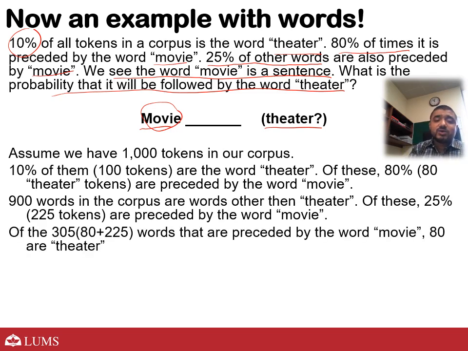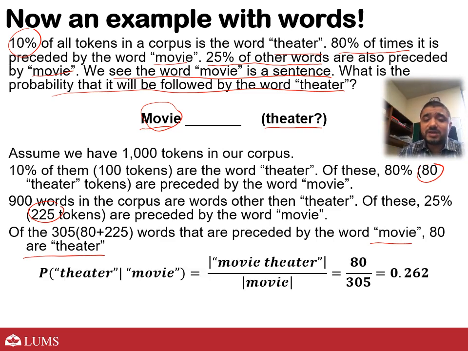ठीक है. So of the 305, that is 80 plus 225, so this 80 plus this 225 words that are preceded by the word movie, 80 are theater. इनमें से 80 जो words हैं वो theater हैं. So what's then the probability of theater here? The probability of theater given movie is the total count of movie theater over the count of movie token, which comes out to be just 26%, 0.262. तो ये तो काफी low probability आई है इसके ये होने की.